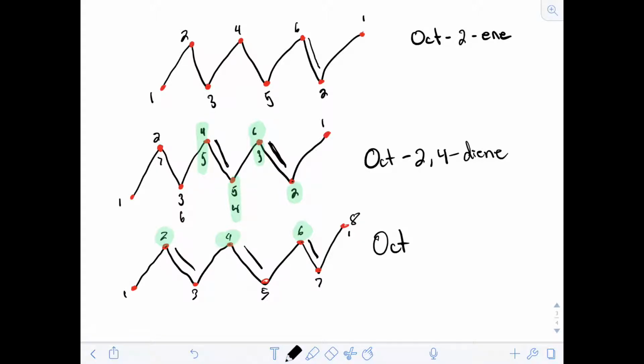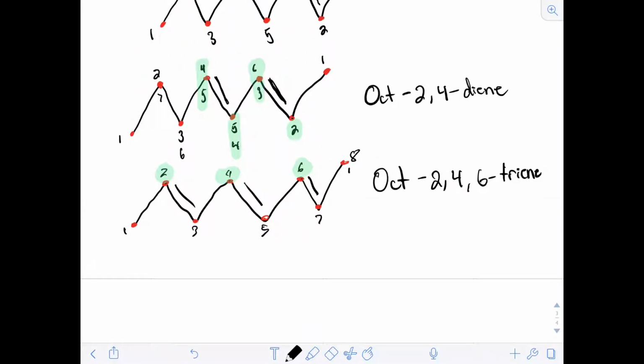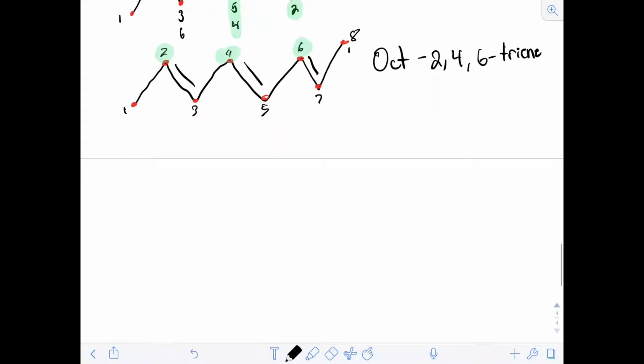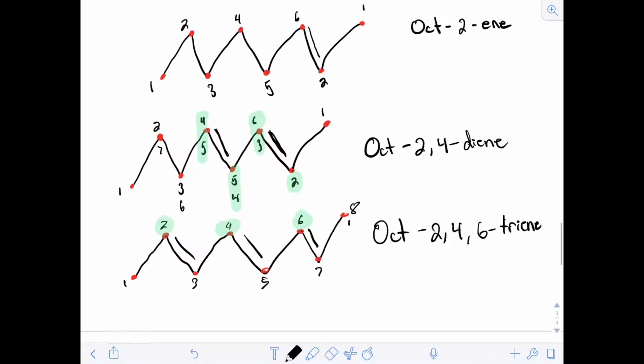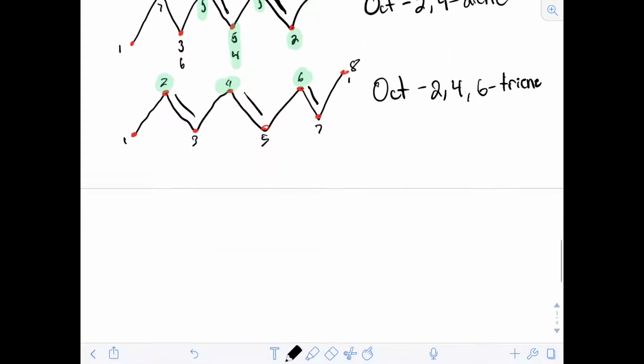I'm going to do oct-2,4,6-triene, which hopefully all that makes sense so far. So next up, hopefully you can see the pattern. It's relatively simple. Not as daunting as many make organic chemistry out to be, honestly.